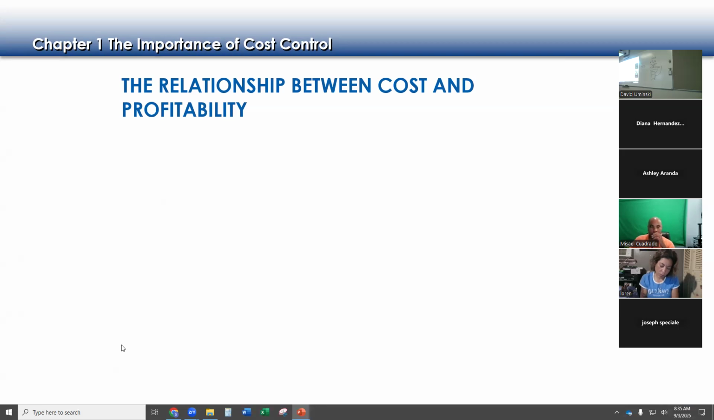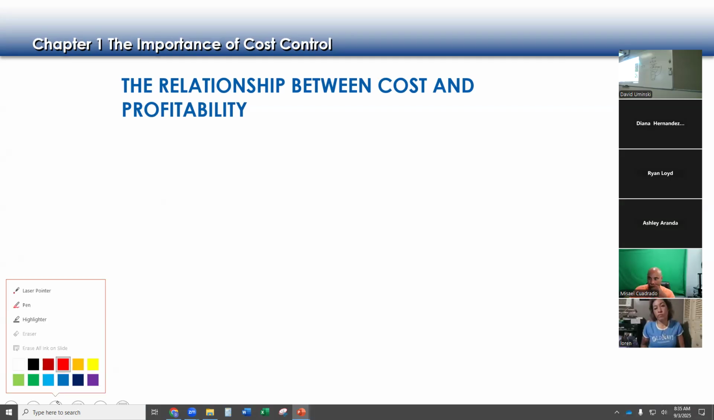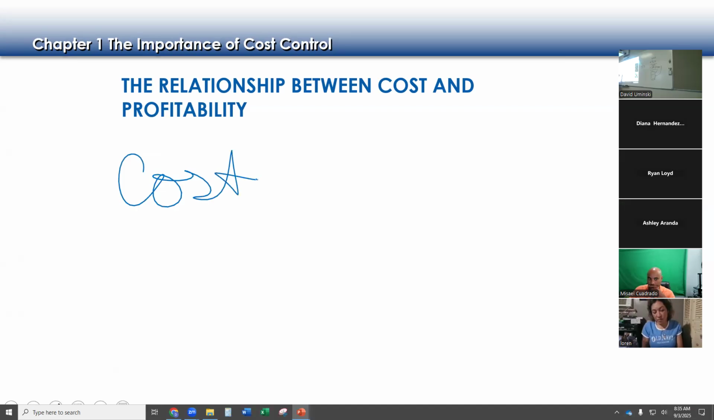When I say cost and profitability, there's a relationship. What is the relationship between cost and profitability? I think of it as a push and pull. If you have more costs, you have less profitability. Excellent. So if cost goes up, then our profitability is down. And if we can keep our cost down, our profitability can go up.